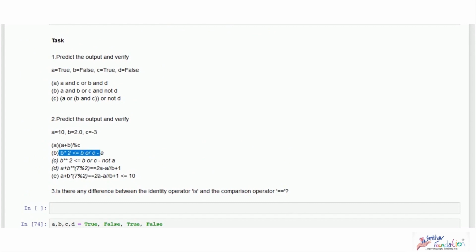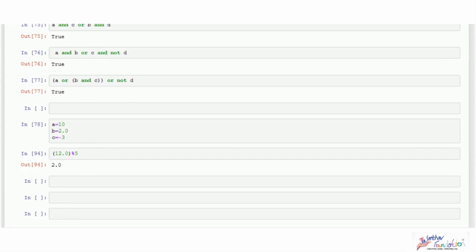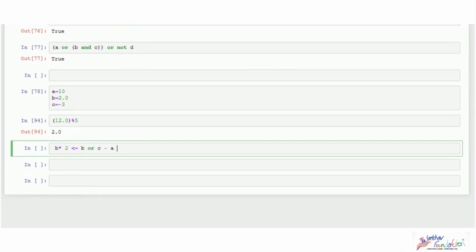which is b into 2 less than or equal to b or c minus a. So here we have a mixture of various types of operators. So let us just go back. So first identify what are the types of operators that are used in this expression.